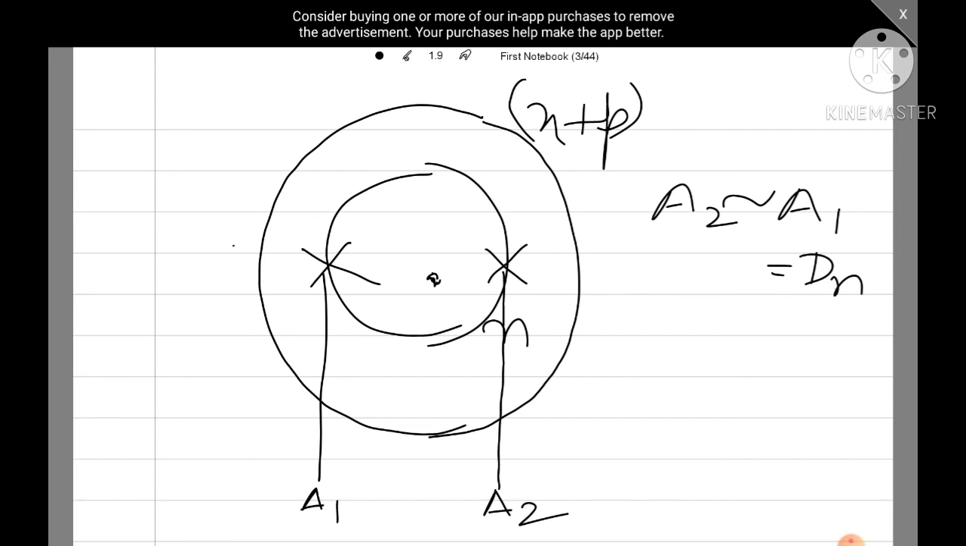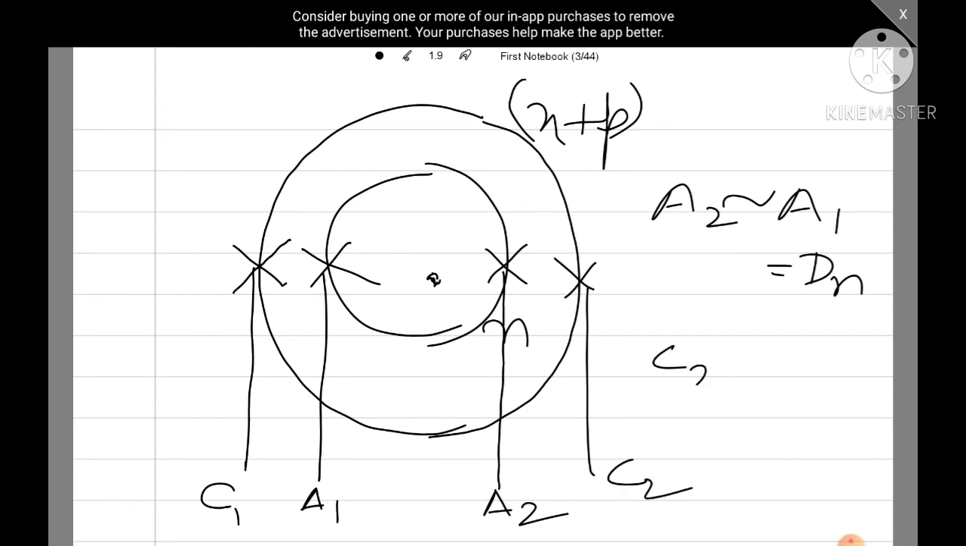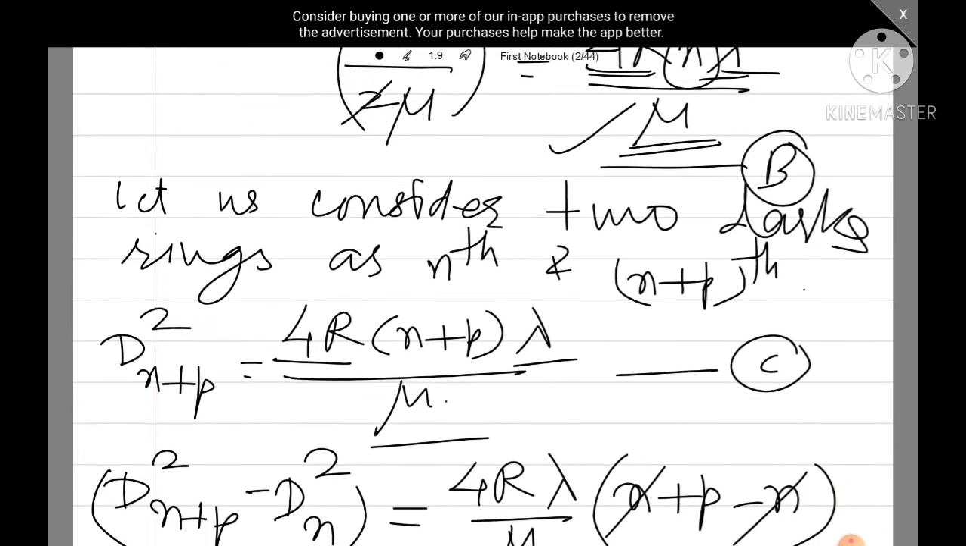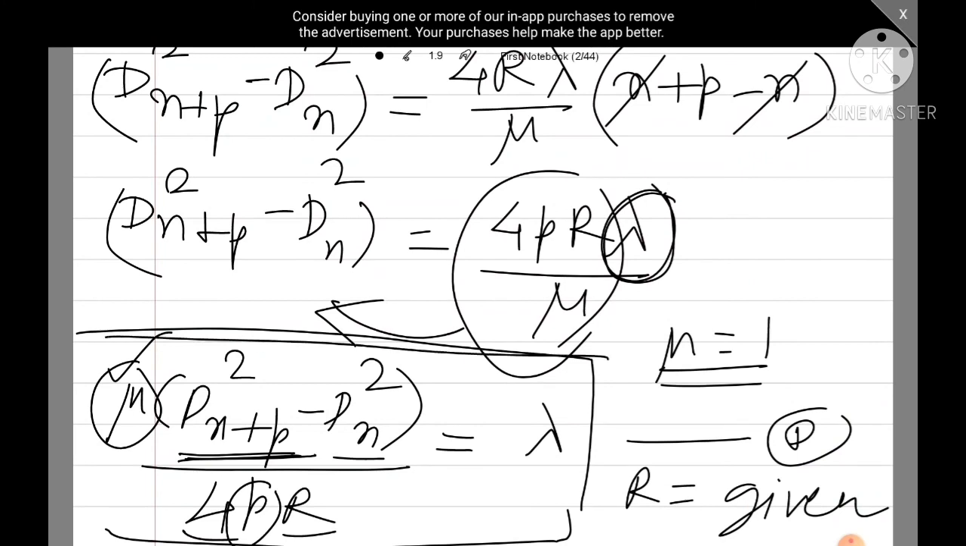Similarly, on moving the traveling microscope, let us focus the crosswire here. So we get C1, and by focusing here, suppose C2. So here C2 minus C1 will give dn plus p. By taking their square, we can find the value. So in this way, with the help of this equation D, we can find the wavelength of the monochromatic light used.